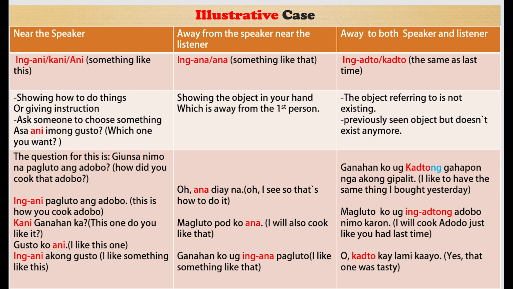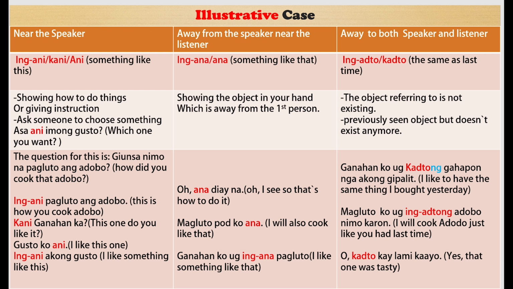Oh, ana. Oh, ana, di ay na. Oh, I see. So that's how to do it. So because over there near the speaker, she said, ing ani pagluto ang adobo. So this is how you cook adobo. So she reacted to that question, to that illustration there. So she basically said, oh, ana di ay na. So, oh, I see. So that's how you do it. That is why she said ana, because the object is near the speaker, away from the listener. Okay, ana di ay na. I see.